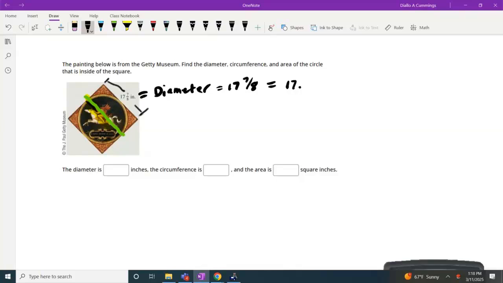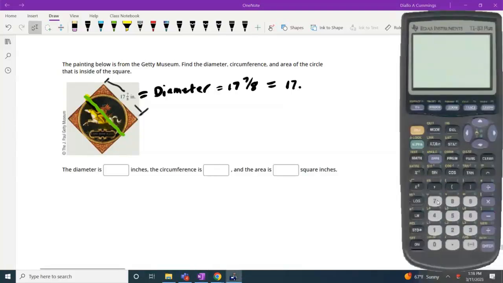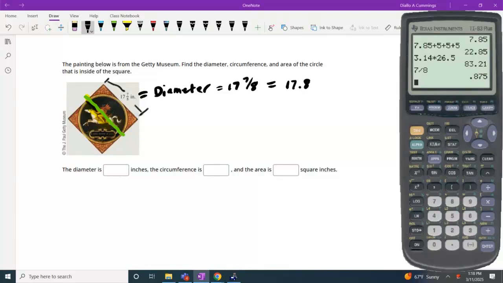I'm going to change it to a decimal. So since 17 is my whole number for my fraction, it's also going to be the whole number for my decimal. If I were to decimalize 7/8 in the calculator, I get 0.875. So 17.875, that is the diameter.